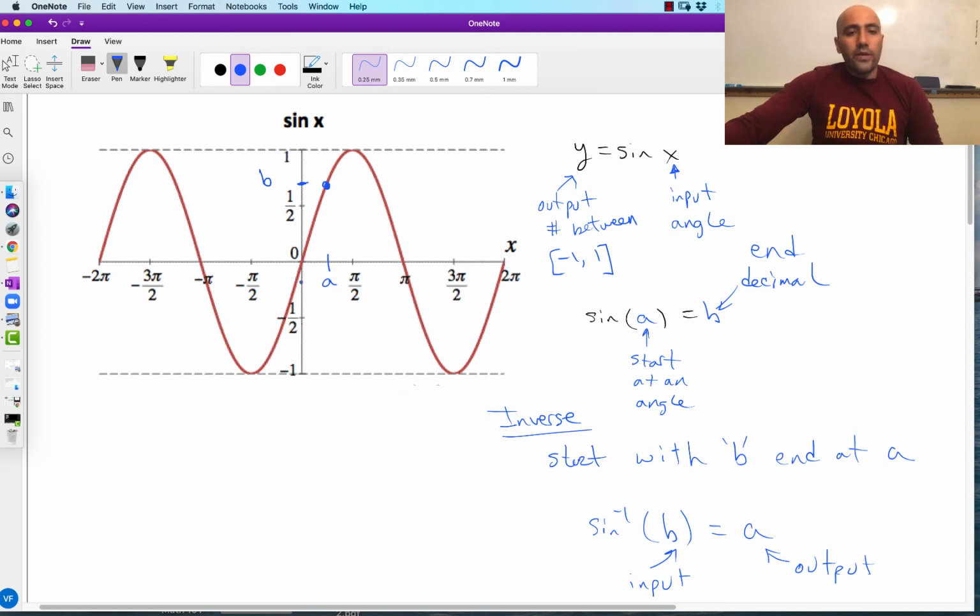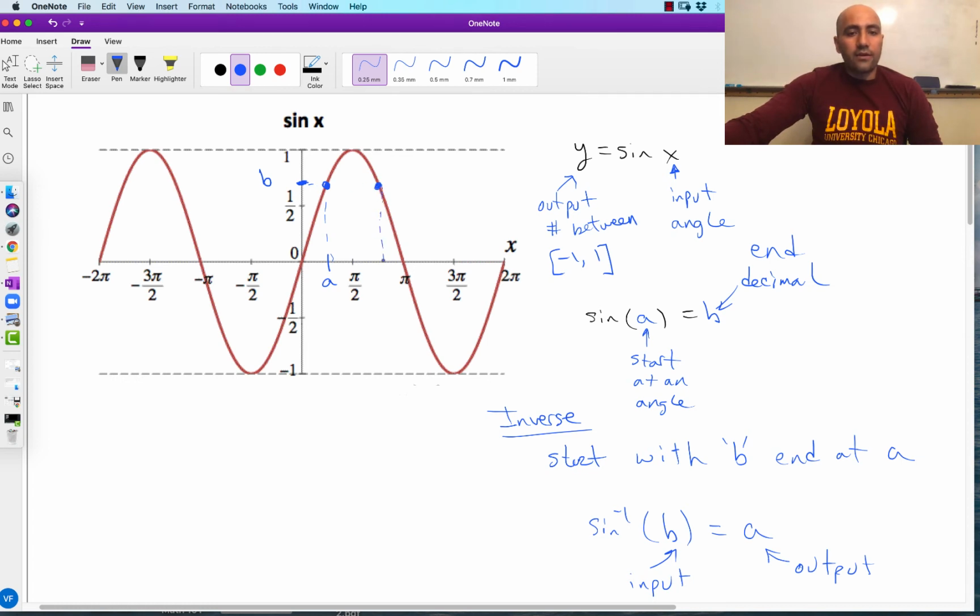Okay, well, we can already see a problem with that. Because if we want to go backwards, if I tell you this decimal number and I say go backwards and figure out the angle such that sine of that angle gives you that decimal, well, yeah, clearly we could see that if I give you the decimal b, you can trace it back to a. However, the problem is you can also go over here and note that there's another point right there.